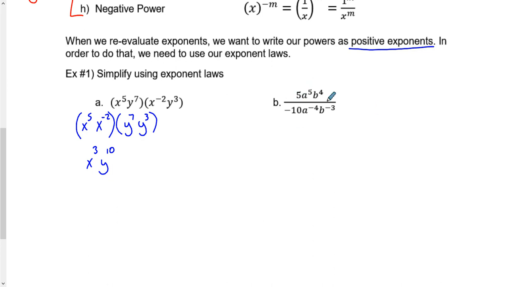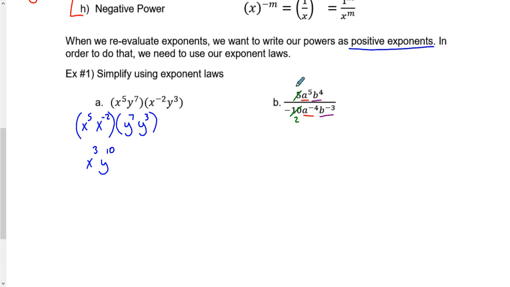Now we have a division statement here. Well, division is no different than what we've been dealing with before. We've still dealt with fractions. For example, our numbers of 5 and negative 10 can still be reduced. 5 goes into 5 once. 5 goes into 10 twice. We can still work with the parts of this question that have the same base.